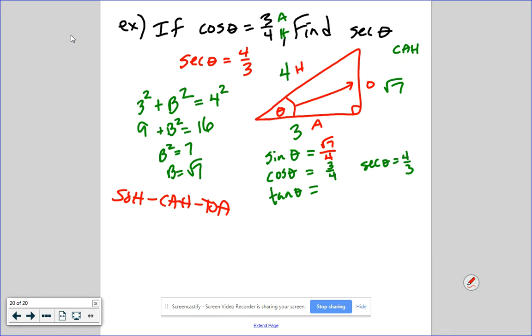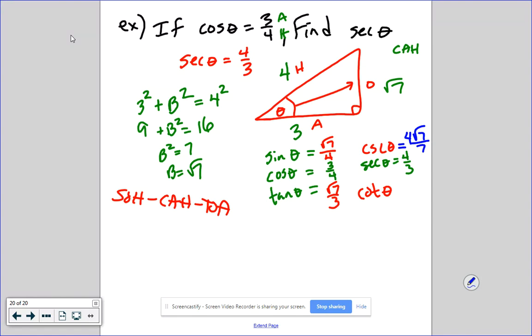We already know cosine and secant from the problem above. How do you write the cosecant? CSC. Okay? Then tangent is what? Square root of 7 over 3. So then, all I have left to find is cosecant and cotangent. 4 square root of 7 over 7. Yes, 4 square root 7 over 7.